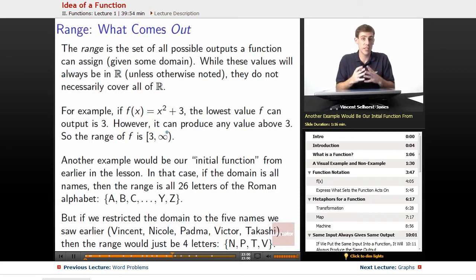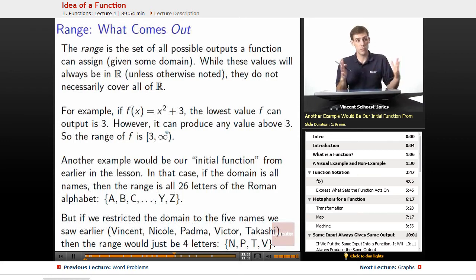So we plug in, because if we're looking at all the names that could possibly exist, well, there's Albert, there is Bill, there's Charles, there's Doug, there's Elizabeth, and so on and so forth. So there's always something that will spit that out. But if we restricted the domain to the 5 names that we saw earlier, Vincent, Nicole, Padma, Victor, and Takashi, then we only had 4 letters show up. We just had N, P, T, and V show up. So in that case, if we restricted our domain to a smaller thing, our range would also shrink. So the range depends on what our domain is.